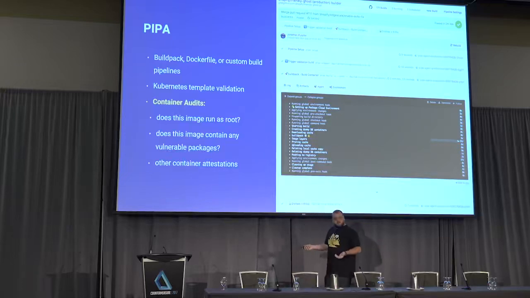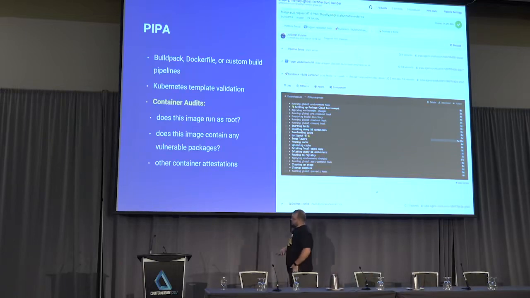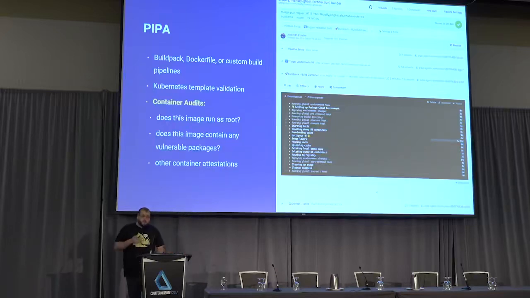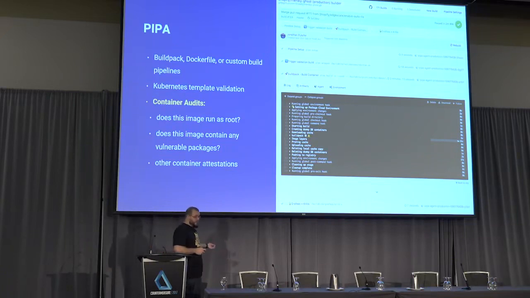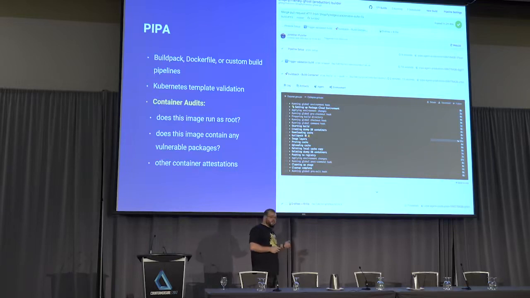And if we can check for this at build time, what better time to then alert the developer that something they're doing may be not secure. We can check to see if this container has any vulnerable packages and make other attestations. So attestations are really fun. When we're building a container, we can attest that this container has been built by us. We can attest that it does not run as root.